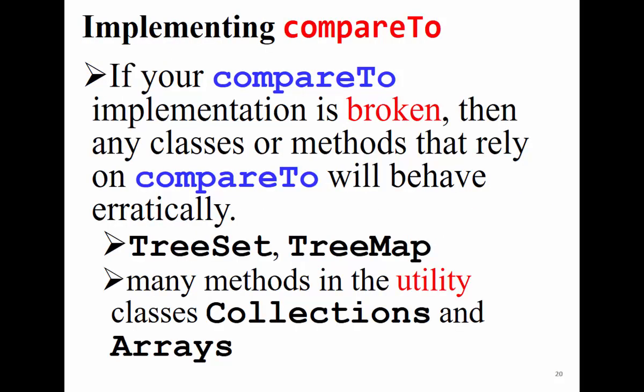Now, if you have a broken implementation for compareTo, as I mentioned, TreeSet and TreeMap are examples of collections that rely heavily on compareTo methods. And if you have a broken implementation of compareTo, you will not be able to use these efficiently. And as I mentioned earlier in this lecture, utility classes like Collections and Arrays rely on compareTo to sort the objects and put them in order. So you will not be able to use many of these functionalities inside Collections and Arrays if you have a broken implementation of compareTo. Any question?